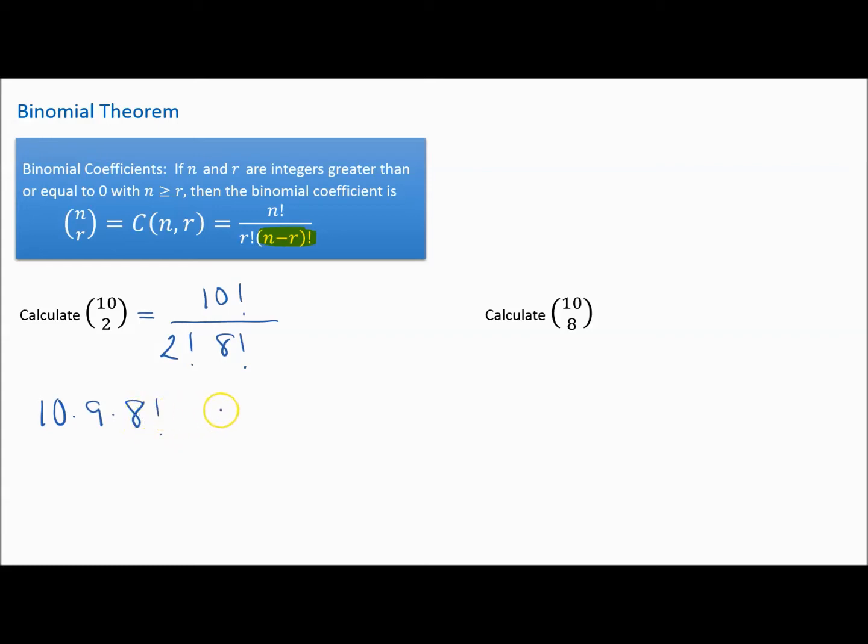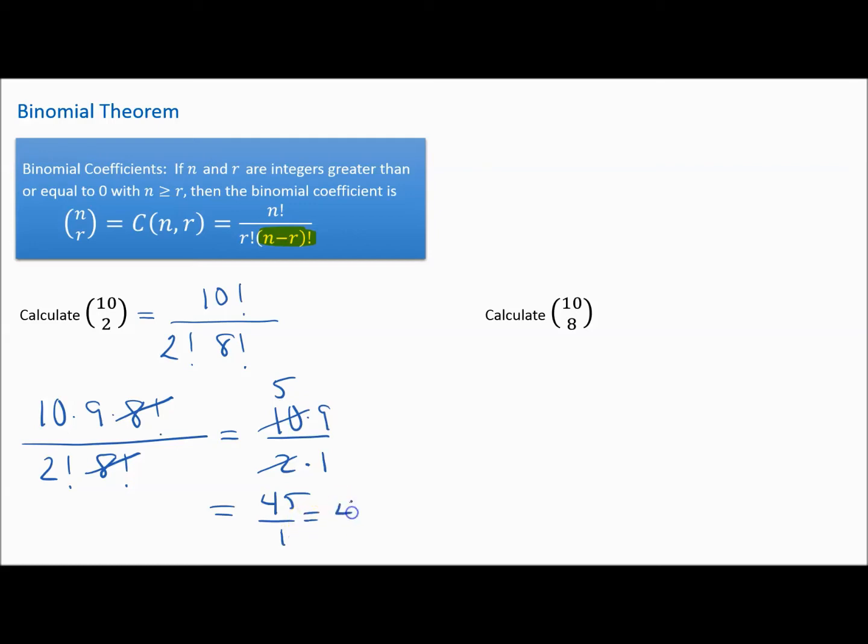Instead of writing all the way down 8 times 7 times 6 times 5 times, you get it. All right? In the denominator, I have 2 factorial times 8 factorial. Now what I can do is cancel this 8 factorial and that 8 factorial. And now I have 10 times 9 divided by 2 times 1. Let's write that a little neater. I can even cancel this 2 and this 10, and that leaves a 5, right? And we have 5 times 9 is 45 over 1, which is just 45.